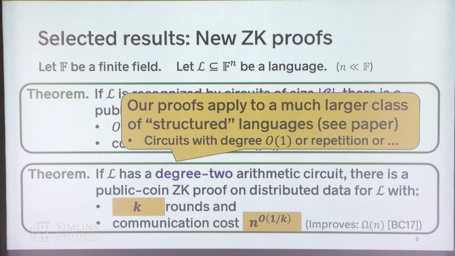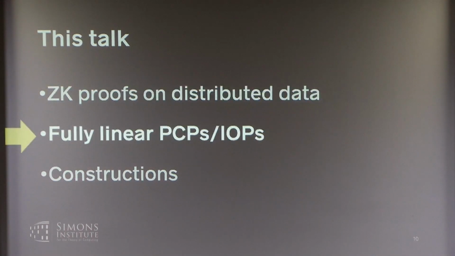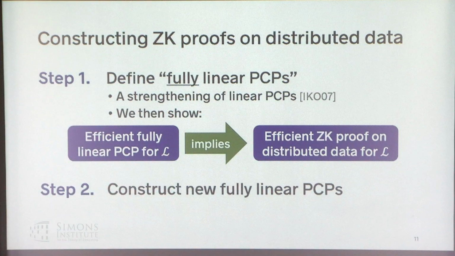What I want to do now is explain how we construct these zero-knowledge proofs on distributed data by introducing an object called a fully linear PCP, or a fully linear IOP. Then I'll give you a taste of some of the constructions. We construct these in 2 steps. We first define a fully linear PCP, which is a twist on standard linear PCPs that we've seen earlier this week. Then we give what you've all described as an information theoretic compiler from a fully linear PCP for a language into a zero-knowledge proof on distributed data for the language. So then we just need to construct new objects to feed into this compiler, and then we're done.